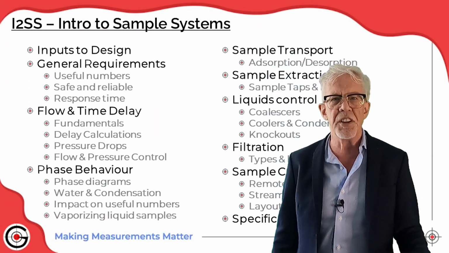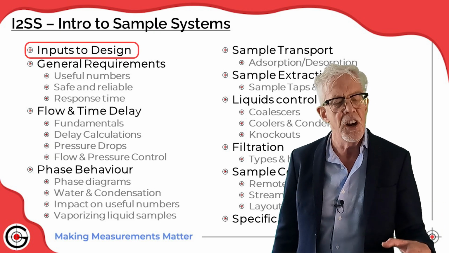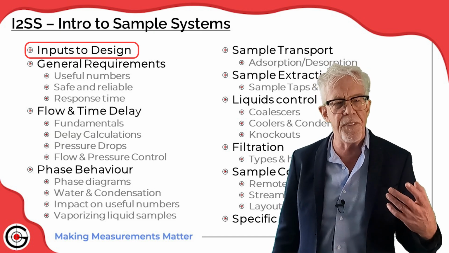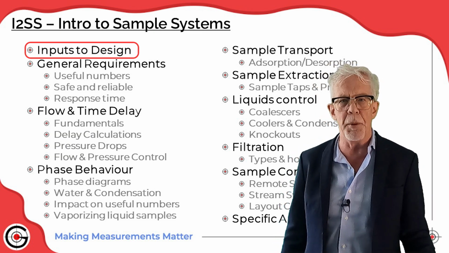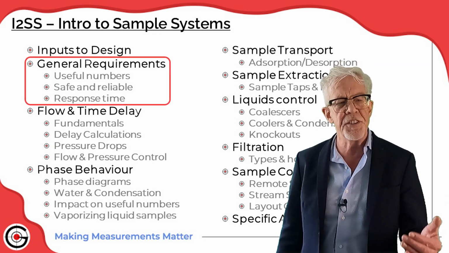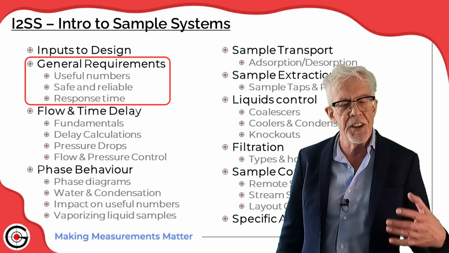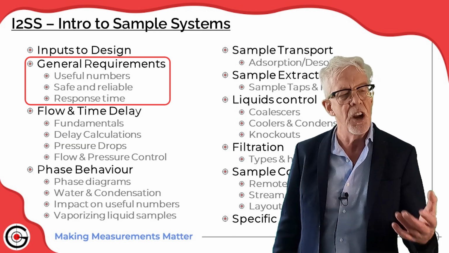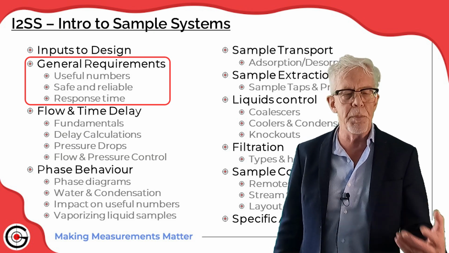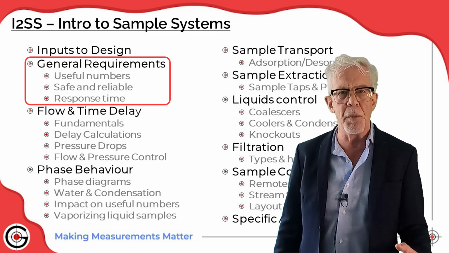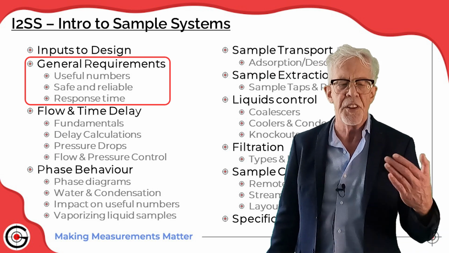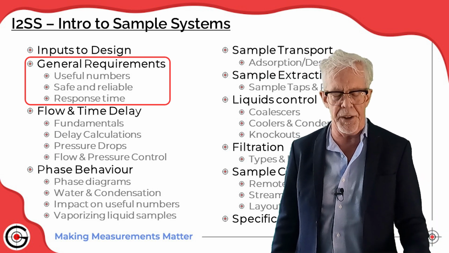We're going to begin with a session that talks about the inputs to our design. So what do we need to know about the process chemistry and the application in order for us to even think about designing a good sample system? We're then going to talk about the general requirements of sampling, which of course one of is that we have to get useful numbers. They have to be useful to the person who needs those numbers. We have to get those in a safe and reliable way, so we have to ensure the sample is compatible with the analyzer and our sample system components. And then we have to consider, are we getting those numbers in a timely manner that allows us to do the kind of control we need?